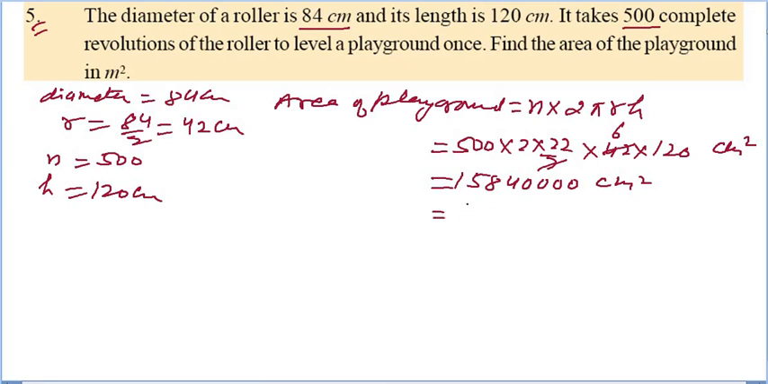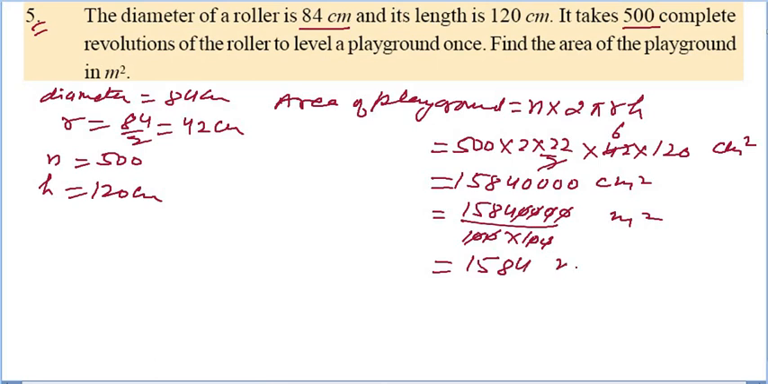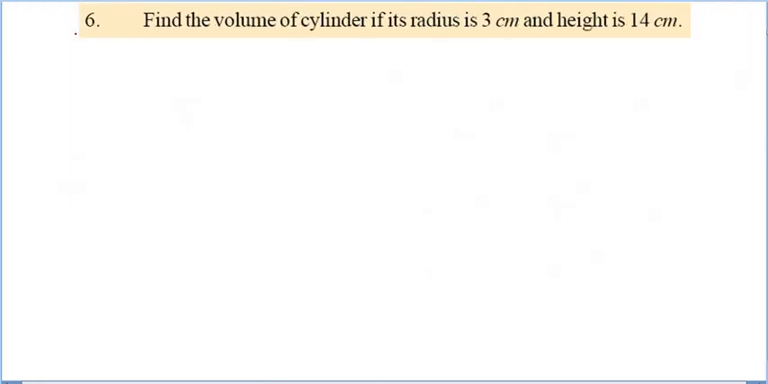Now change into meter square. So 1584000, you can divide it by 100 into 100. So it becomes meter square. So one 0 cancels with this, another 0 cancels with this, and these zeros cancel. So it is 1584 meter square, and that will be the answer. It is the area of the playground in meter square, so the answer is in meter square. You can do very well. Now come to the sixth question.